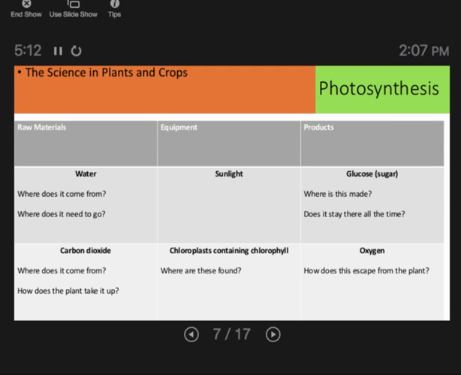And then you could ask the question about, well, what's the end product? What happens at the end of this? And you know, the glucose. Well, where is this made? Where does it stay? And the oxygen. You can do experiments, and I've got the experiments in the resource section of watching the oxygen escape from the plant.